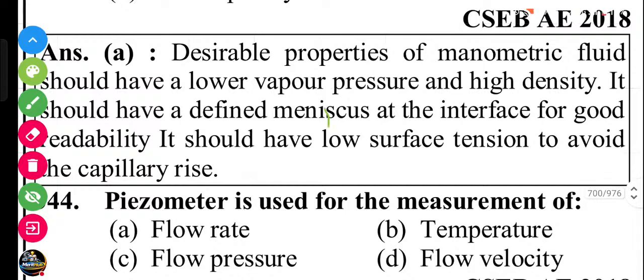Next question: a piezometer is used for the measurement of what? Flow rate, temperature, flow pressure, flow velocity. A piezometer is used for measuring the flow pressure.